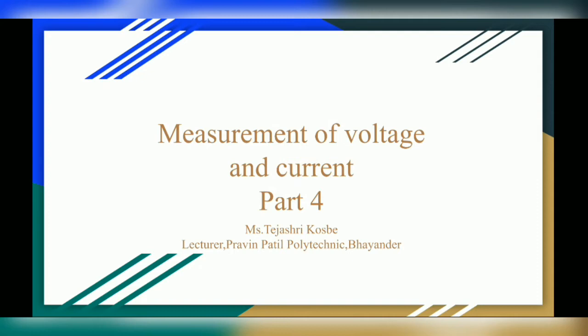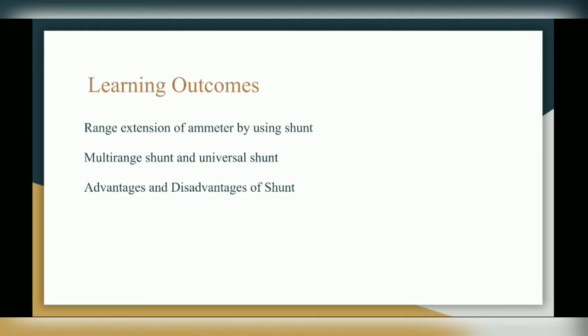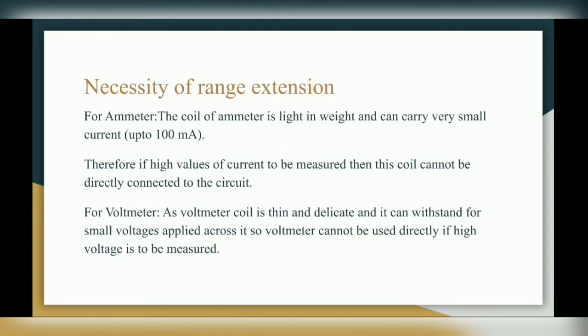My topic is Measurement of Voltage and Current, Part 4. Learning Outcomes. In this video, you will learn about range extension of ammeter by using shunt, multi-range shunt and universal shunt, and advantages and disadvantages of shunt.